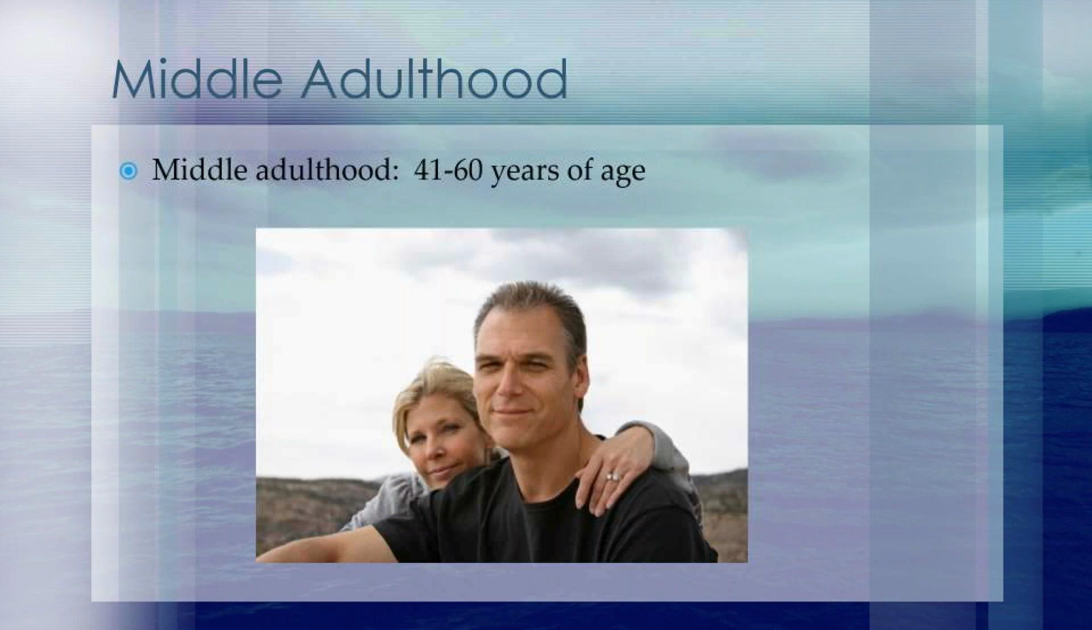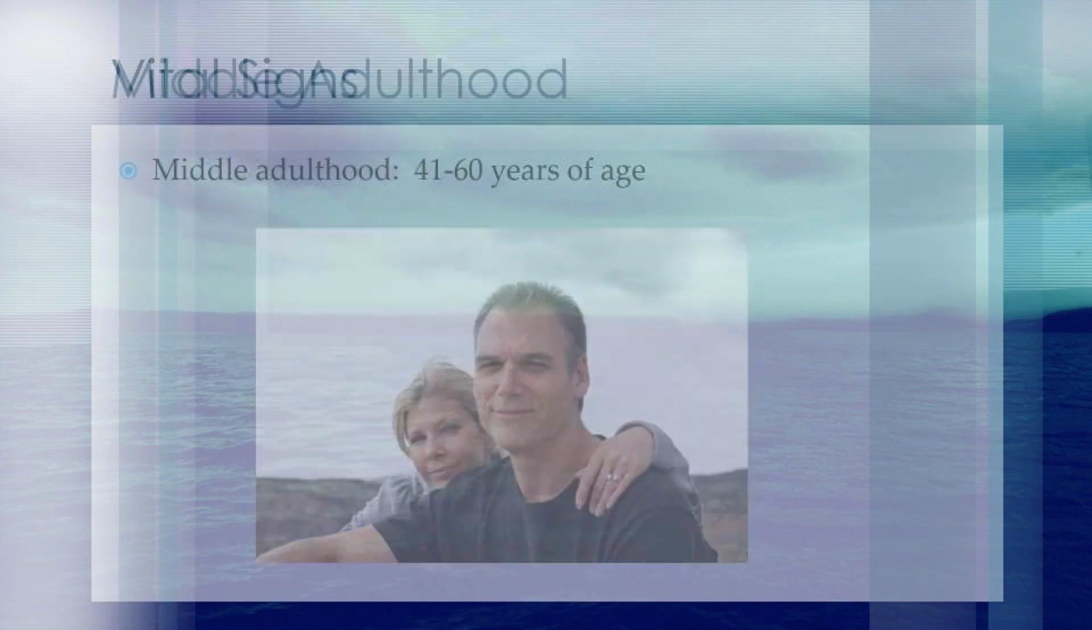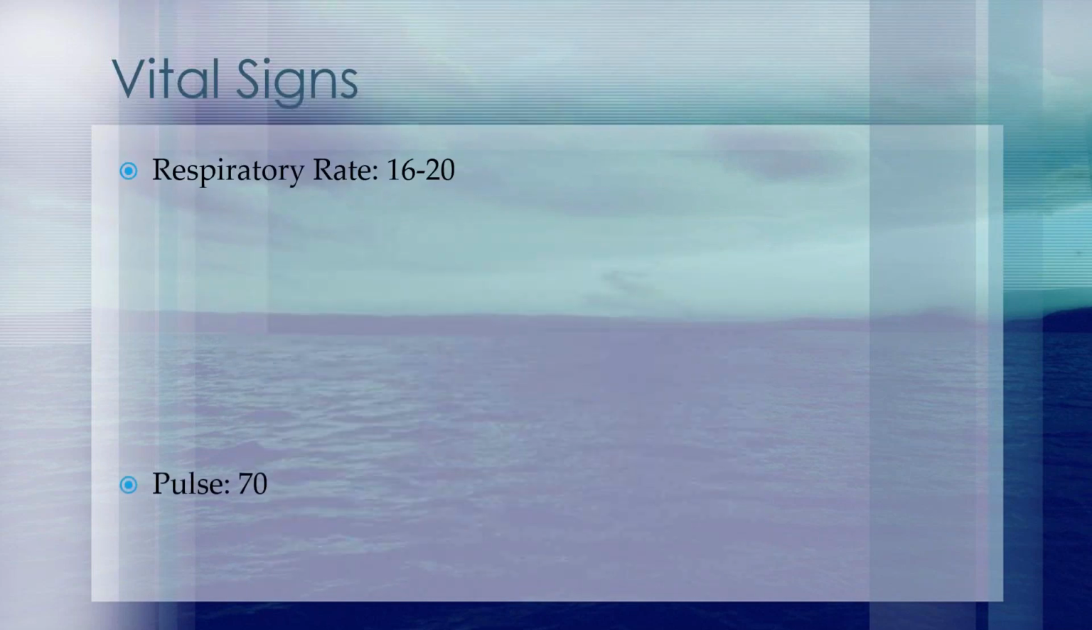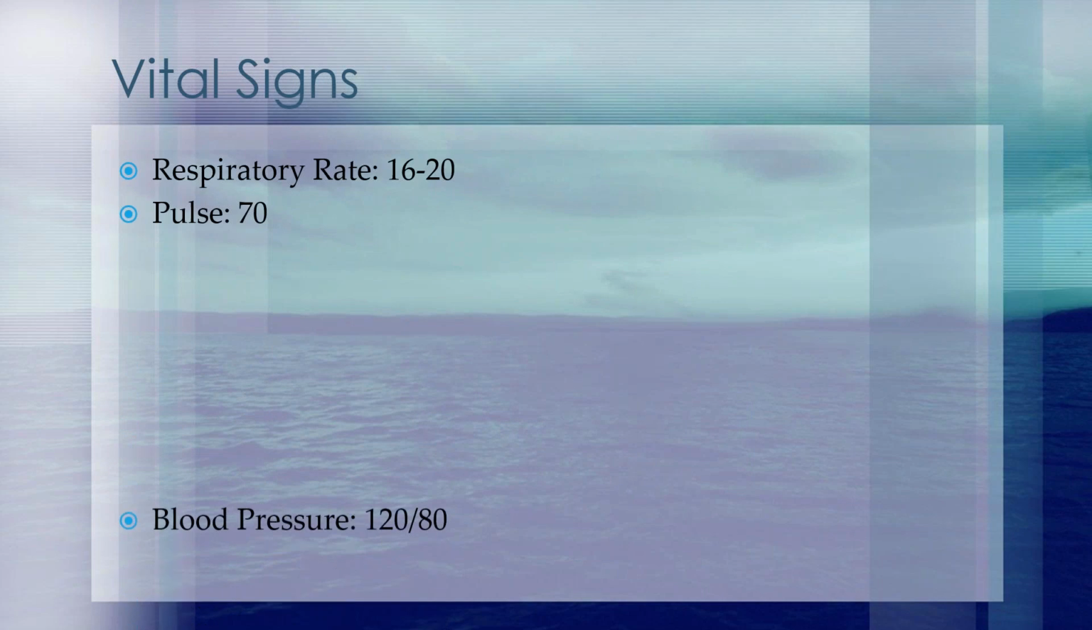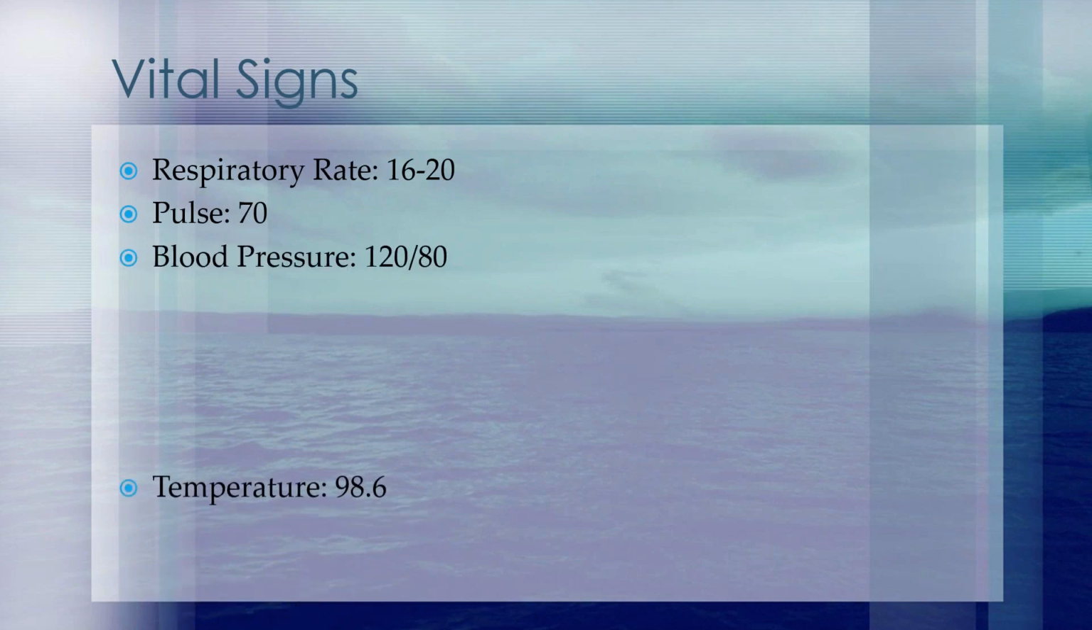Now with middle adulthood, leaving our early adulthood, we're getting into the age range between 41 and 60 years of age. Vital signs are very similar to those of early adulthood. Respiratory rate is the same, heart rate is the same, blood pressure and body temperature are all the same.